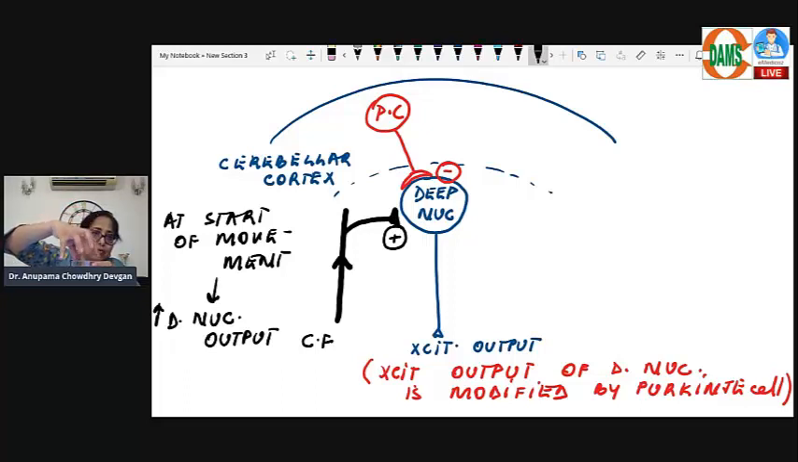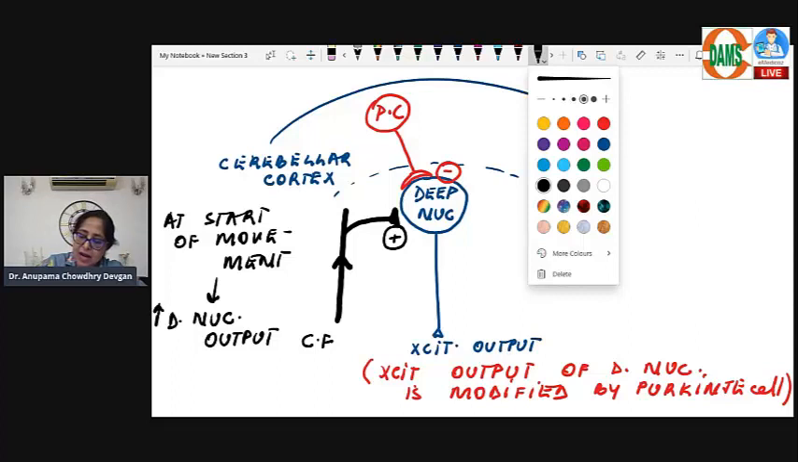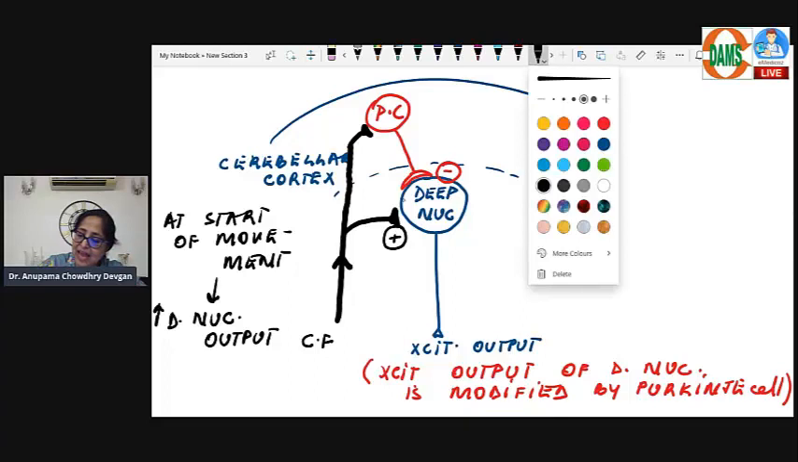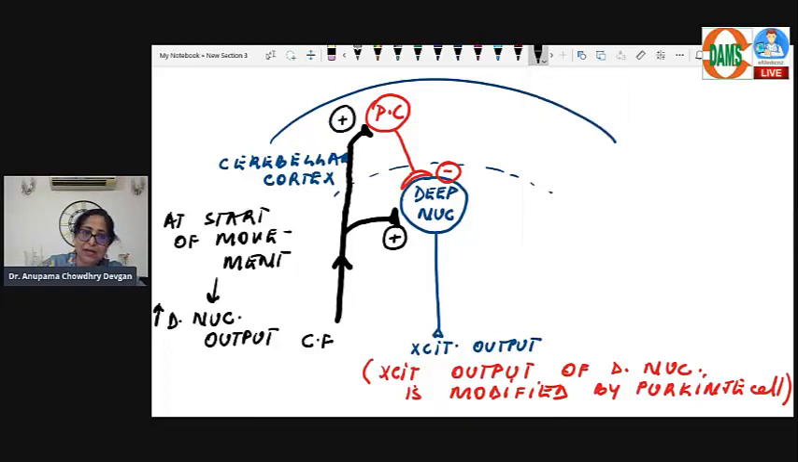But now this output also has to be controlled. So the climbing fiber enters the cerebellar cortex and gives an excitatory collateral to the Purkinje cell. If it excites a Purkinje cell, what will happen to the deep nuclear output? It reduces. So this is what will stop the movement. At the start of movement the output is enhanced, then you have to control the movement. How? Because the climbing fiber stimulates the Purkinje cell, and the Purkinje cell inhibits the deep nuclear output.